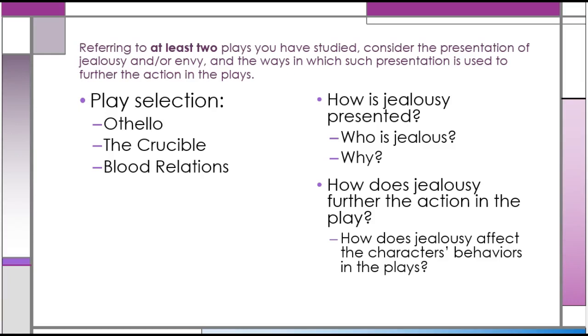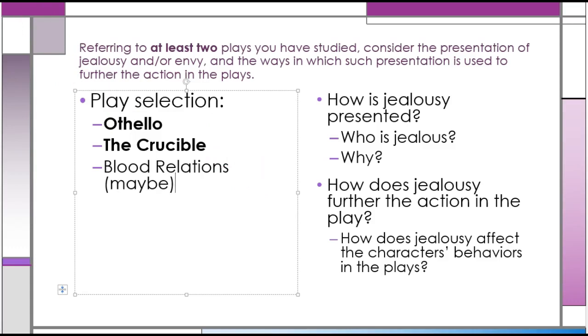about. So I'm definitely going to write about The Crucible and Othello. Those two are for sure for me, and then maybe I'll include Blood Relations based on how much writing I get done with the first two plays. So if I feel like I have enough content with Othello and The Crucible, I might skip Blood Relations. But if I'm feeling like it's not enough to really get my idea across, then I might add the others.